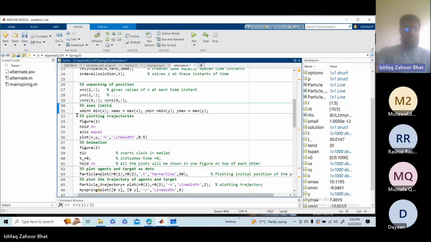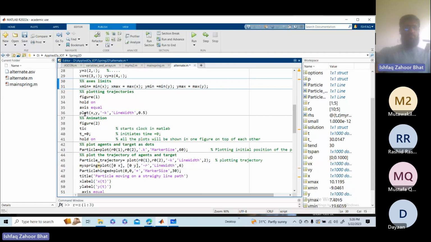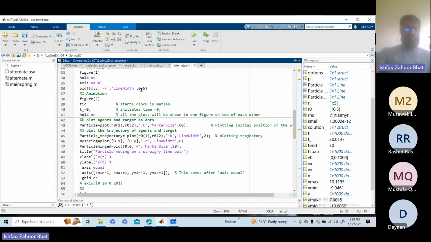So you have to bear with me, maybe a few more lectures, till you know everything about what I am writing. Now we get x, y, and vx, vy. Now we need to plot xy. So we now plot how x and y vary.